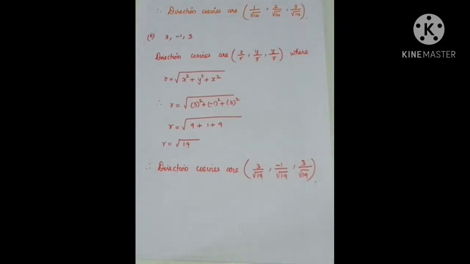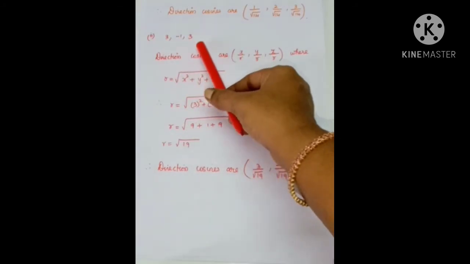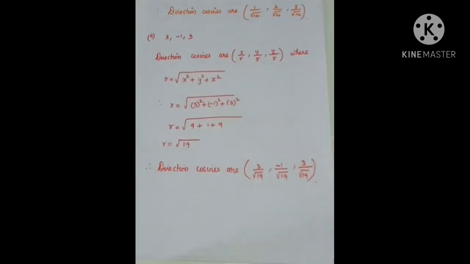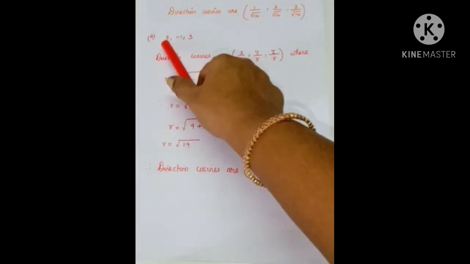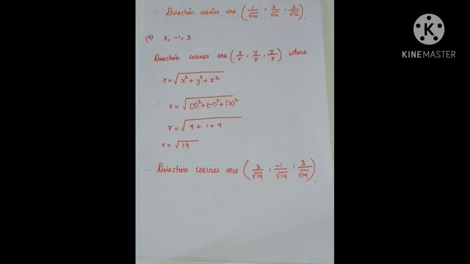In the same way, come to the second subdivision. 3, minus 1, 3. The same formula has to be used. So this is x, y, z, and you are going to find r using the formula square root of x squared plus y squared plus z squared.